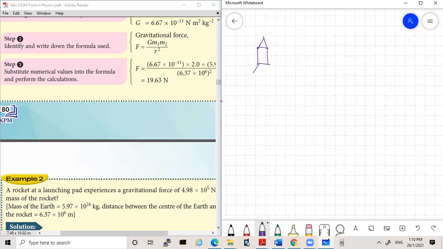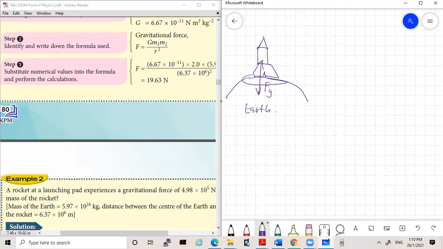Rocket, launching pad, experiences gravitational force. So a rocket and what? Is it rocket and launching pad? It must be the rocket with the surface, or with the Earth. So between the rocket and the Earth, there is a gravitational force. The rocket will experience this force.